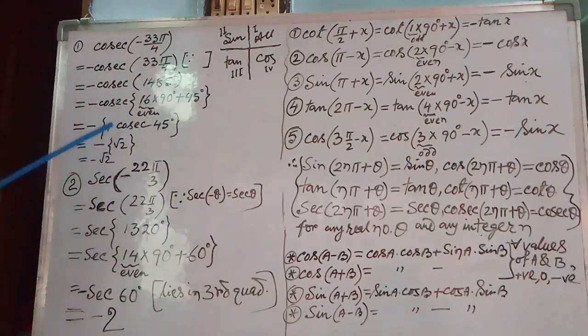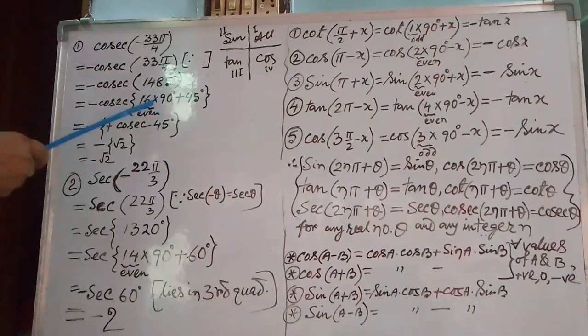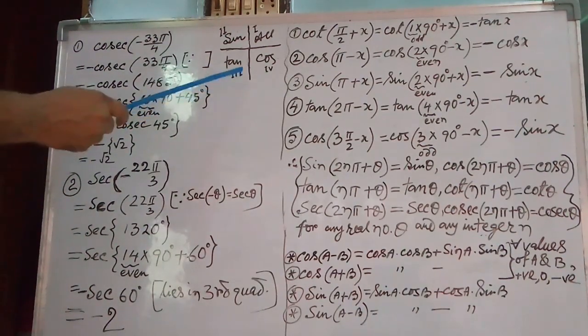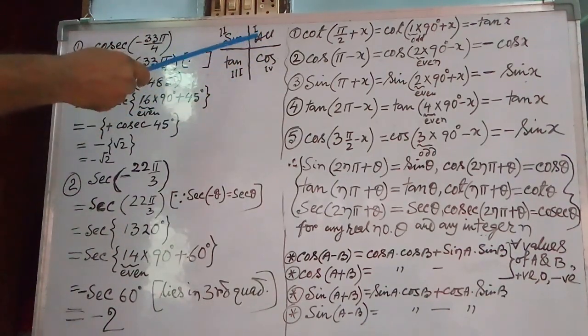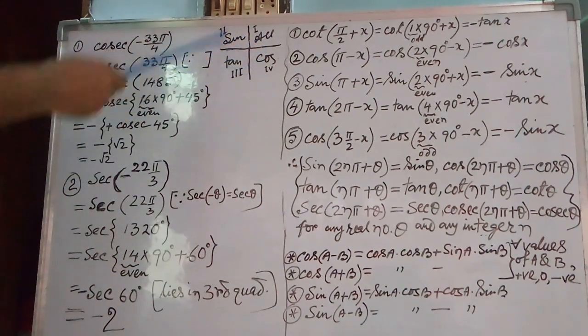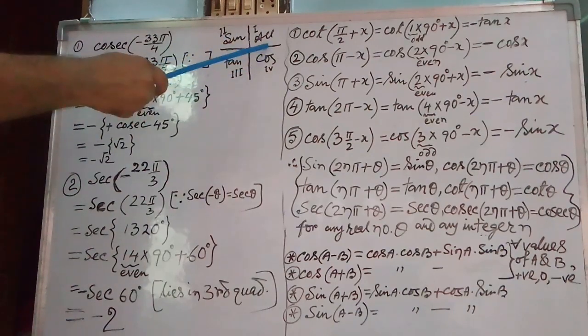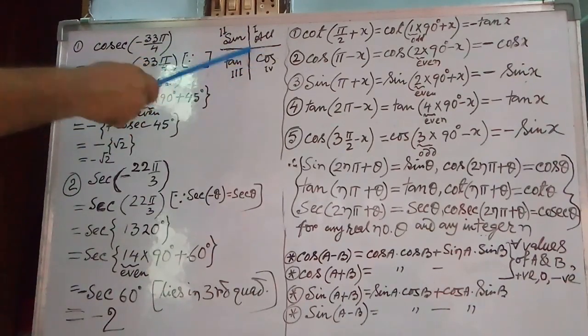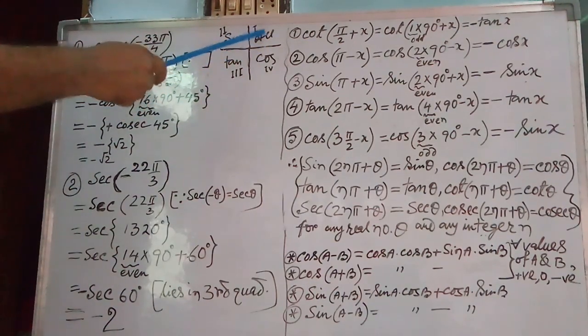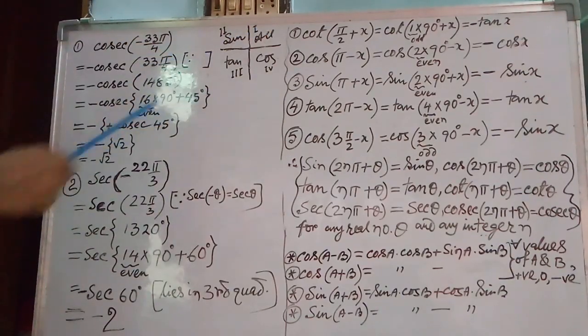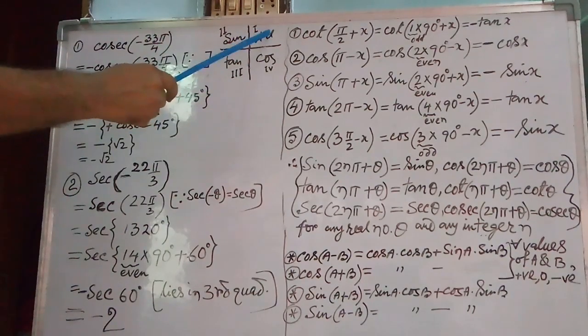Now you have to see the sign. Means now you have to see in which quadrant 16 into 90 plus 45 lies. 16 into 90 means 90, 180, 270, 360, and so on up to 1440. If we rotate in this way, 1440 is completed here, plus 45. So 45 will lie somewhere here, which means this lies in the first quadrant.